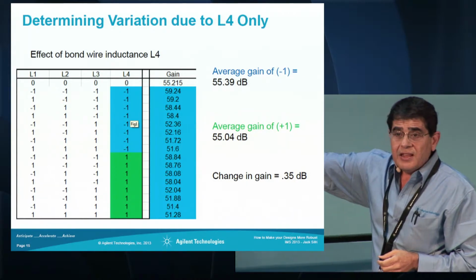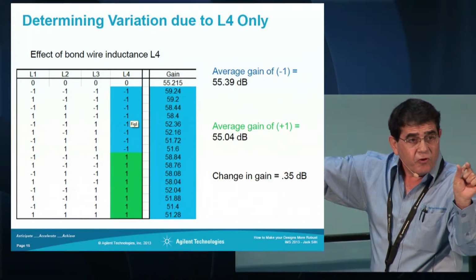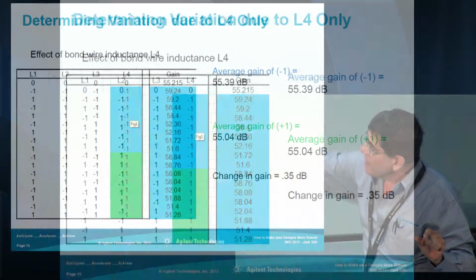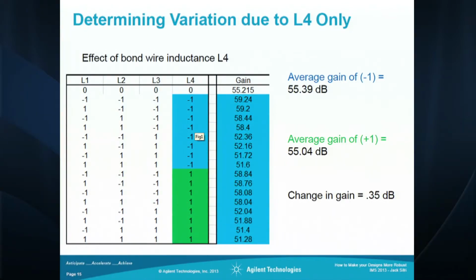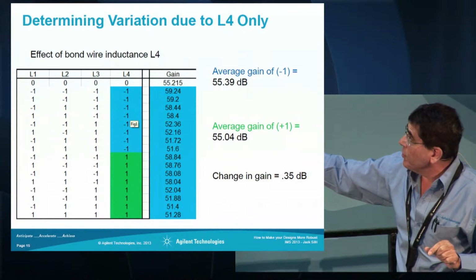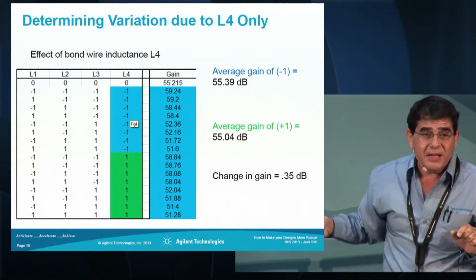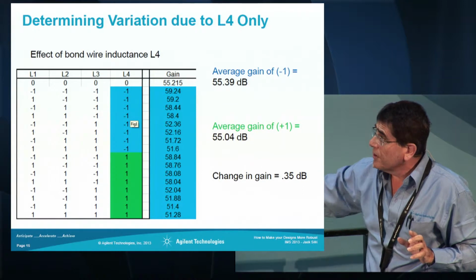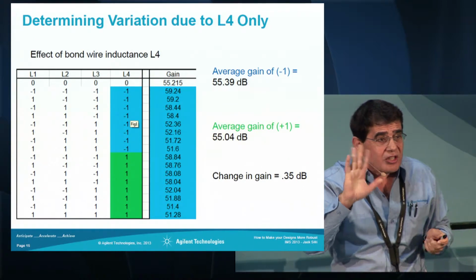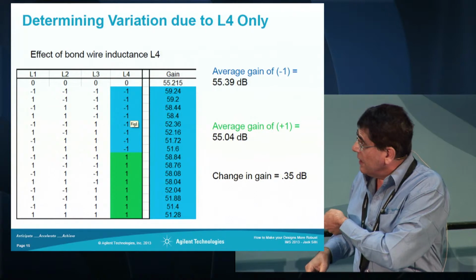From this data, what I do next is I take for L4, for the bond ribbon L4, all the minus one when the ribbon is short by 5%, and all the plus one, and I take the average gain of the minus one and the plus one. And what is the difference? We have 55.39 dB gain and 55.04. The difference is 0.35 dB gain. This is for L4. It's a little bit of change. It's not that bad, 0.35 dB gain change.